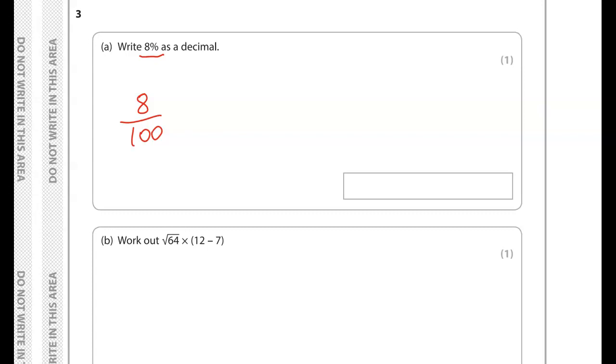But also, percent works pretty much like pence in a pound. So it's like saying 8 pence. How do you write it as an amount with a pound sign in front? You'd write it like this. So that's how we write it as a decimal, 0.08. Dividing 8 by 100 would give you the same answer.